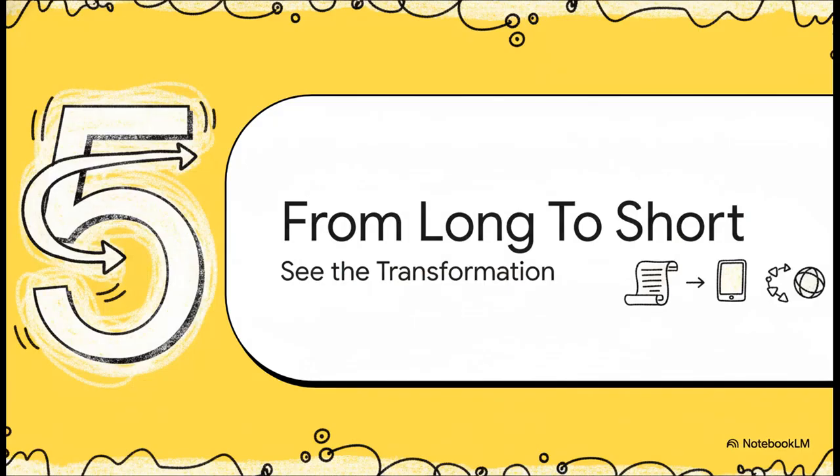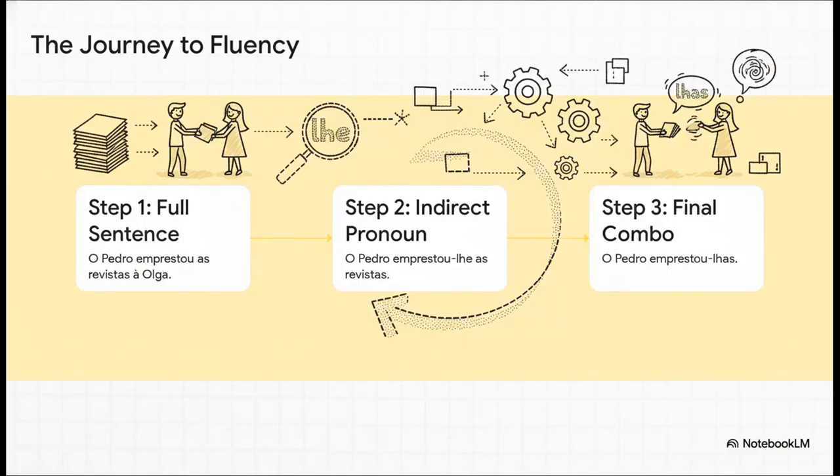All right, for our last section, let's bring it all home. We're going to take one sentence and watch it transform from the full, spelled-out version all the way down to its final, fluent form. So, this is the whole journey. We start at step 1, the full sentence, Pedro lent the magazines to Olga. Okay, totally fine. Then, in step 2, we make it better by swapping to Olga for lhe. O Pedro emprestou-lhe as revistas. Much better, but we can still go one step further. We take as revistas, the magazines, and combine it with lhe to get that final super pronoun, lhas. The final result, O Pedro emprestou-lhas. He lent them to her. That's the goal right there.